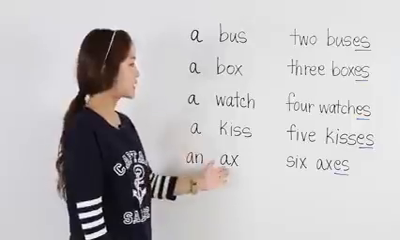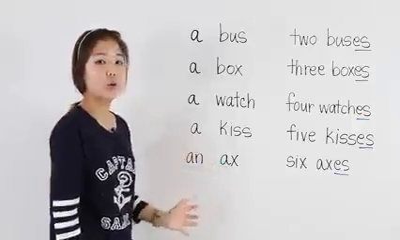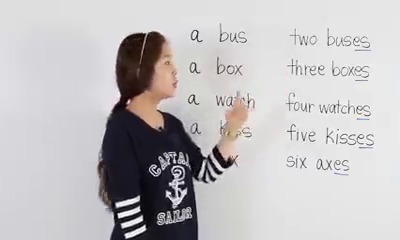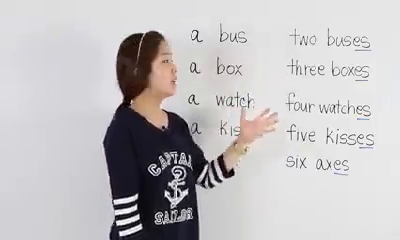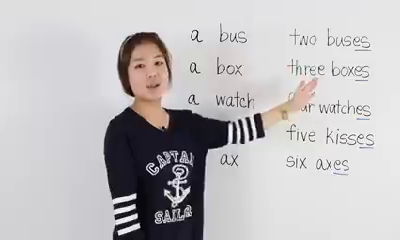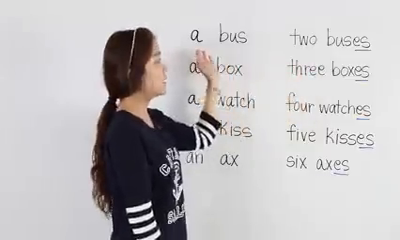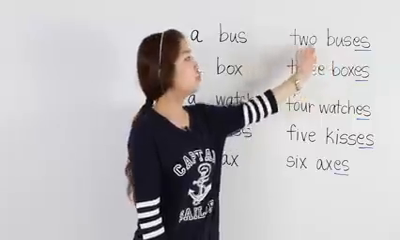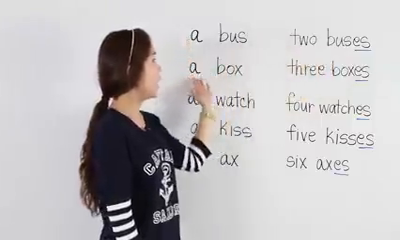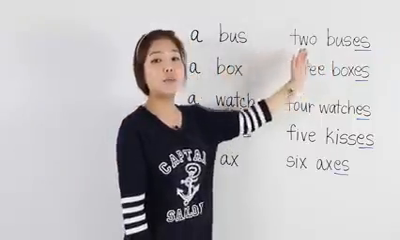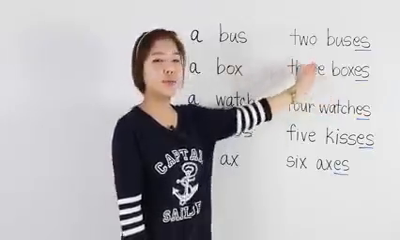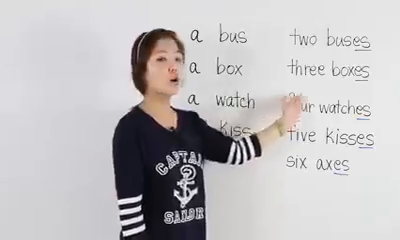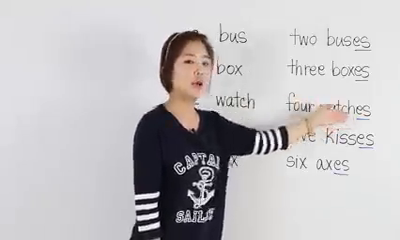Okay, now we're going to move on to the plural. Remember, again, to make them plural or more than one, here we add es. Okay, a bus, one. Two buses. A box, three boxes. A watch, four watches. Yes, right?